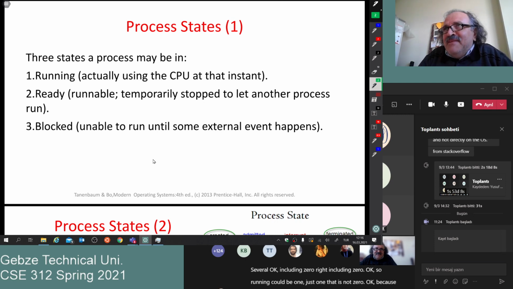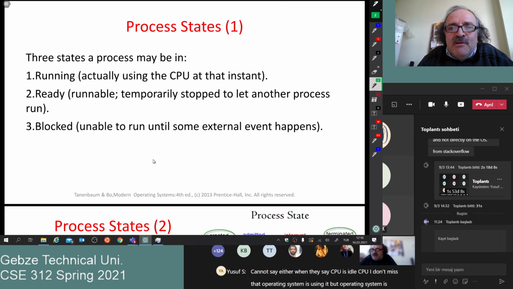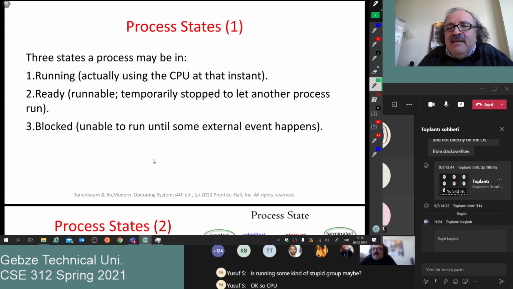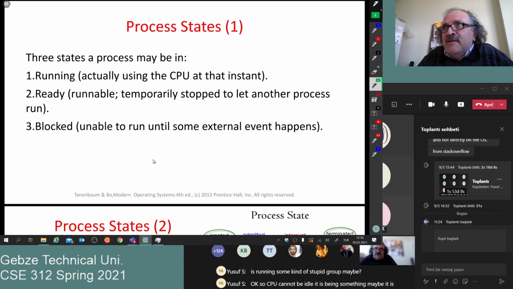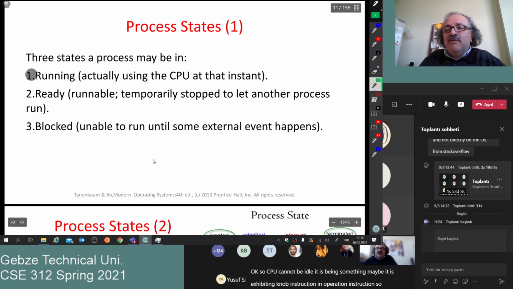Because the CPU cannot stay idle. When we say the CPU is idle, it means the operating system is using it, running some kind of a simple loop maybe. The CPU is always doing something, maybe executing a no-op instruction, no operation. So exactly one process, which may include the operating system, is running. Any number of processes, 0, 1, 2, 3, 4, 5, could be in the ready state.